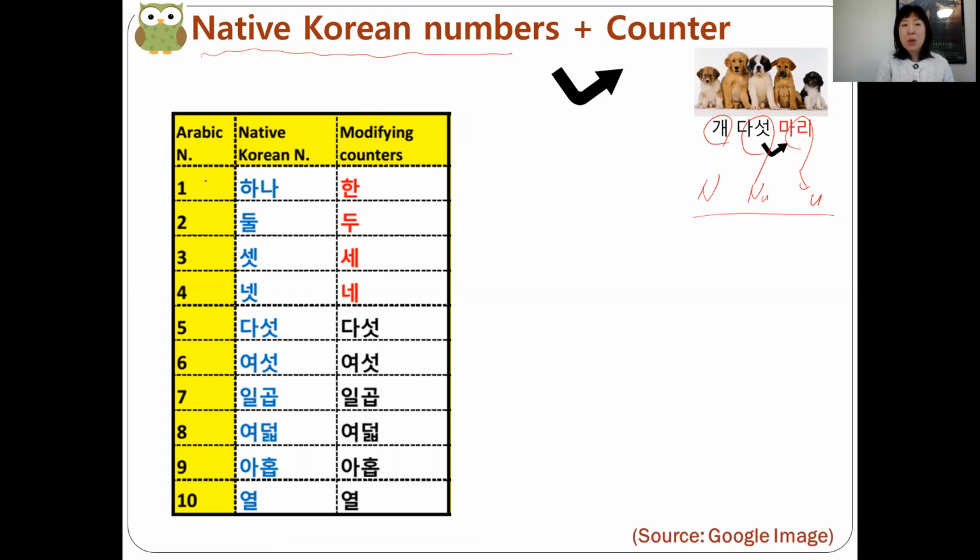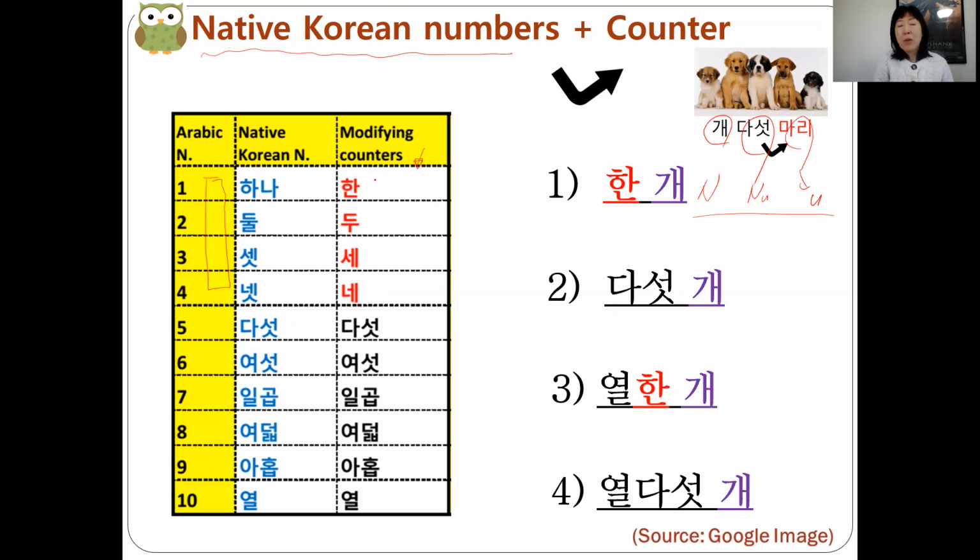However, in case of from 하나 to 넷, the native Korean numbers are different. So from 하나 to 넷, we never say 하나 개, we say 한 개. Never say 둘 개, we say 두 개. Never say 셋 개, we say 세 개, three items. Never say 넷 개, we say 네 개. The other native Korean numbers are all okay. Only pay attention to these.